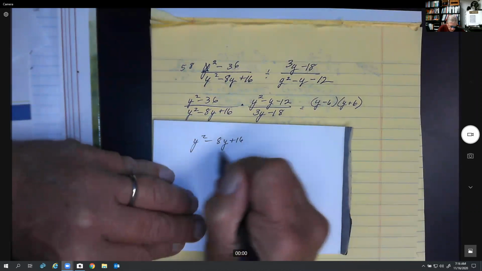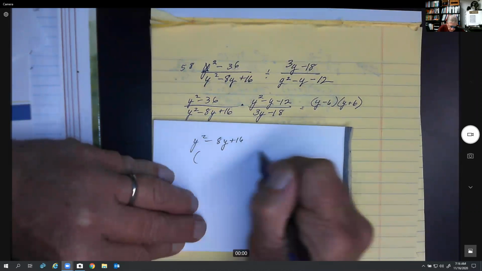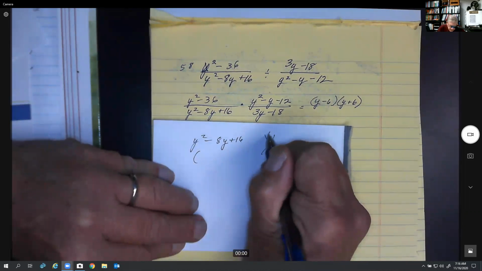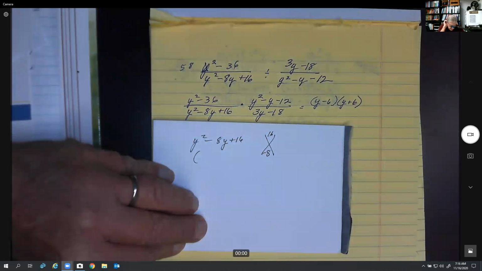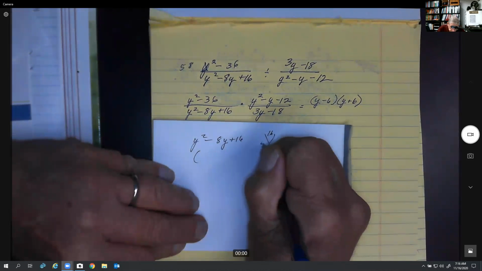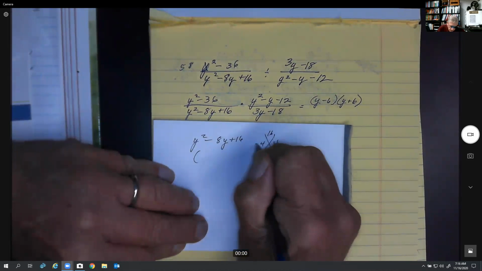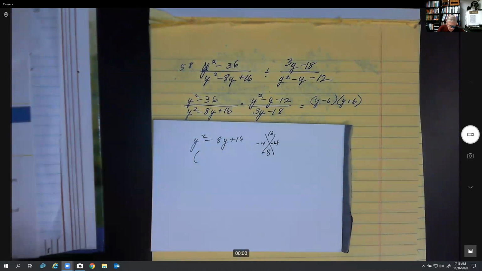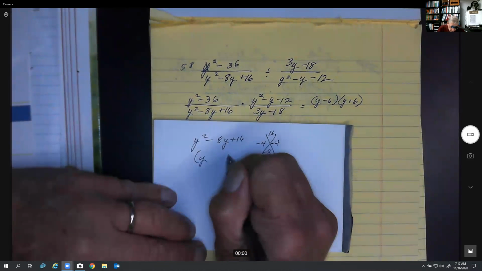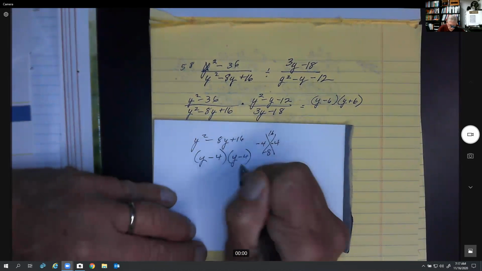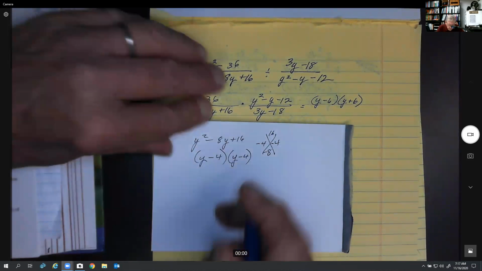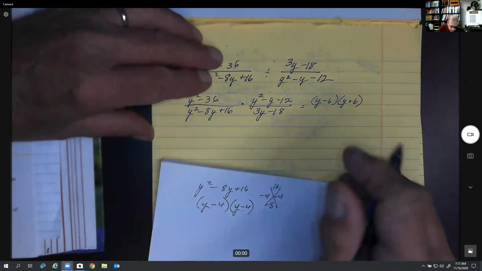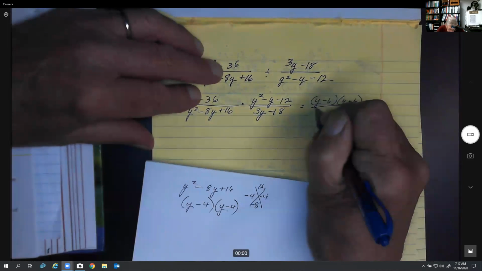Where I might try, okay, this is going to be a 16 and I need a negative 8. So to get 16, it would be 4 times 4. And they both would have to be negative. And I could see if it works here. y minus 4, y minus 4. So I could play around with using that method or trial and error or whatever. So I'm going to write this down.